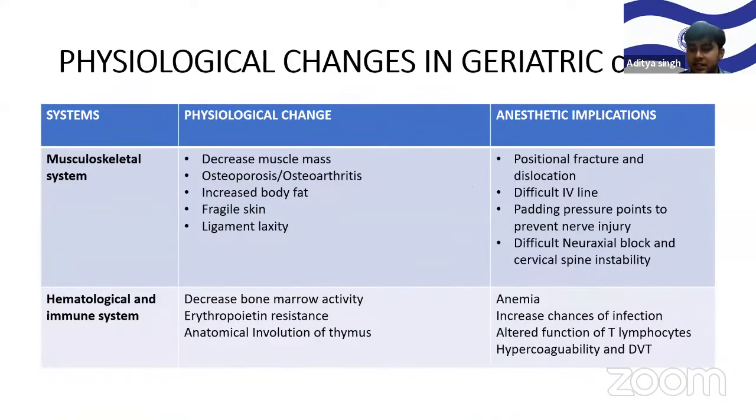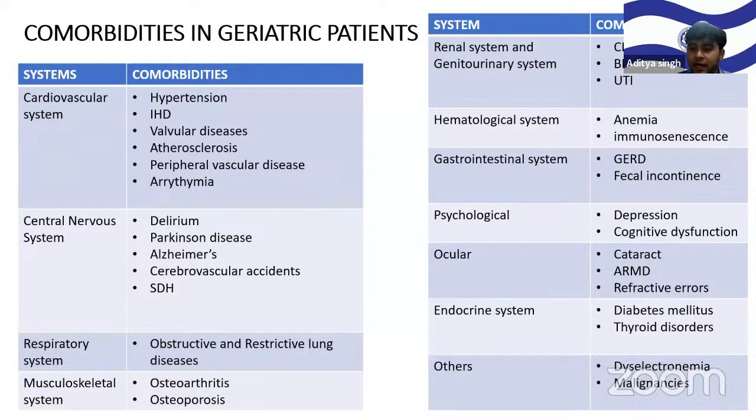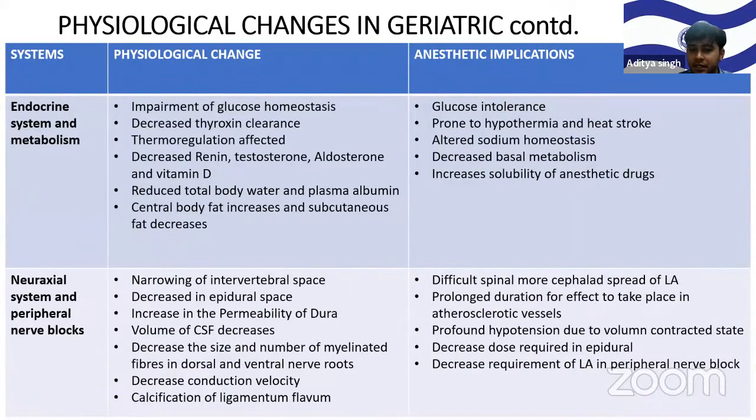In the musculoskeletal system, osteoporotic changes occur, which makes them very prone to positional fracture or dislocation intraoperatively. So padding is necessary. In the hematological system, there is fibrosis of the bone marrow. So anemia or immunosenescence is very common in geriatric patients. In the endocrinal changes, glucose intolerance occurs, as a result of which there is impaired glucose homeostasis or a decreased secretion of renin, testosterone or aldosterone, which alters the sodium homeostasis in these patients.